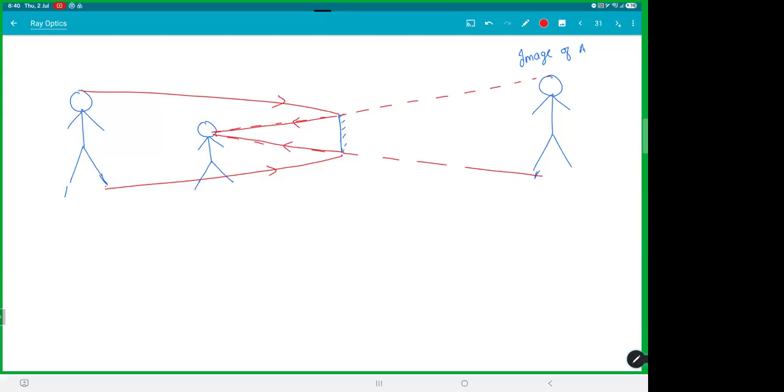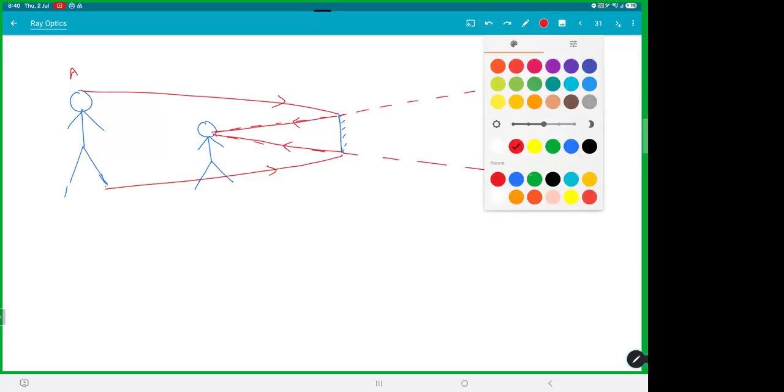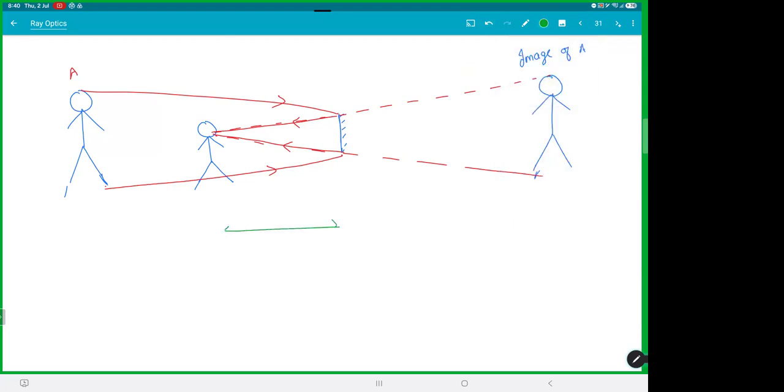Are you getting what is happening there? So light rays from A are hitting the edge of the mirror and they're bouncing off to the eyes of the person B. So B will think, okay, this guy is A now, the right side. So basically, you're looking at that person there. This distance was h. This distance was 2h. That means this distance also will be 2h.